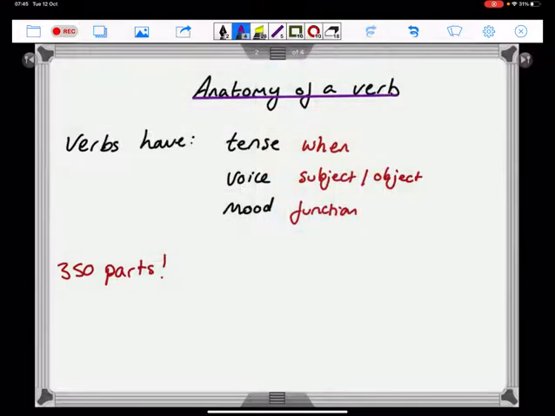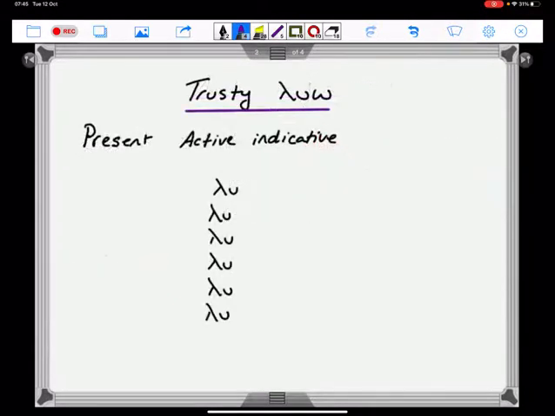For now, we're only going to be interested in the present, happening now, active, the subject is involved in doing the verb, and indicative, which means normal. So normal, everyday actions that one does in the present. The verb we tend to use is luo. Luo means I untie.